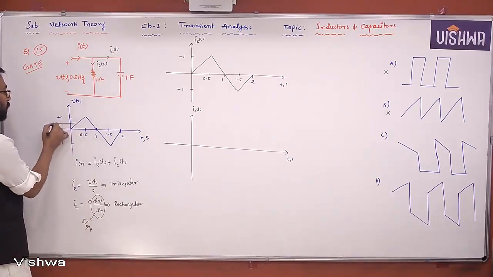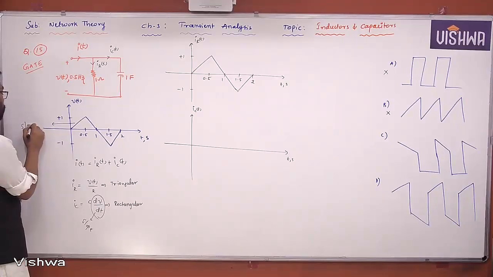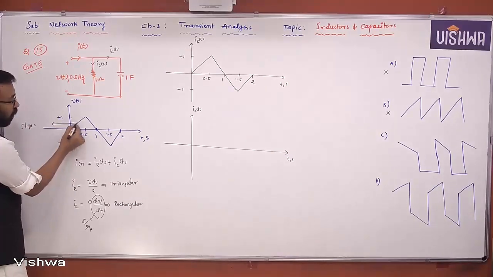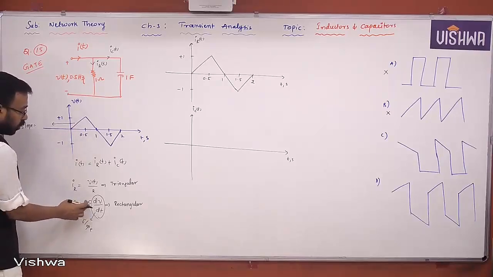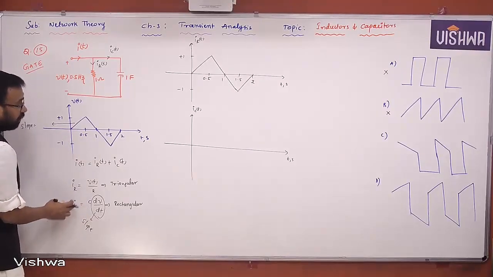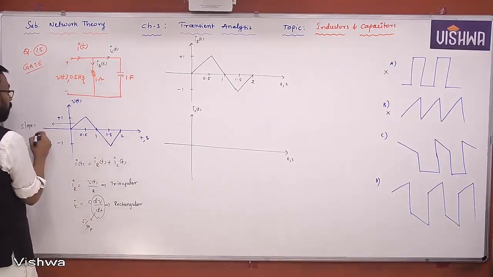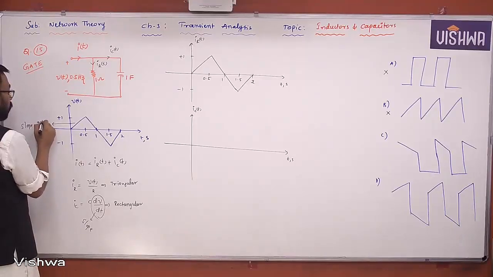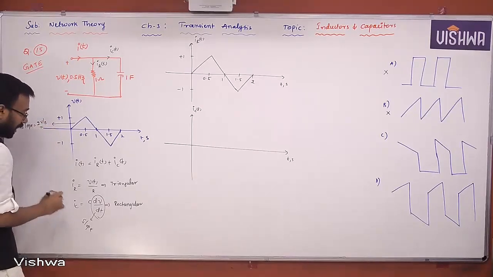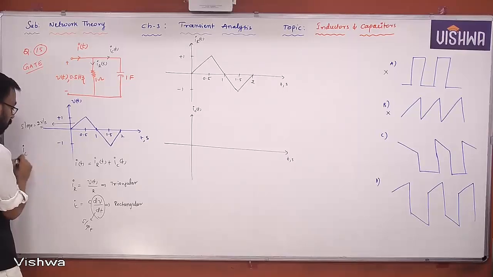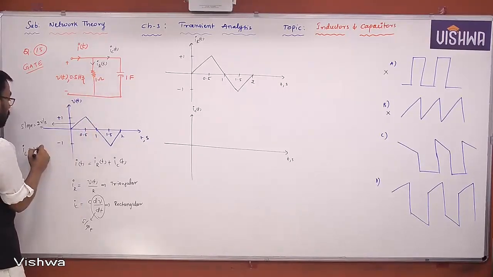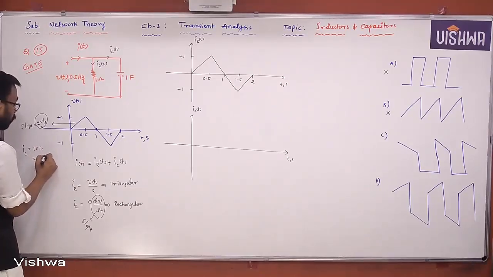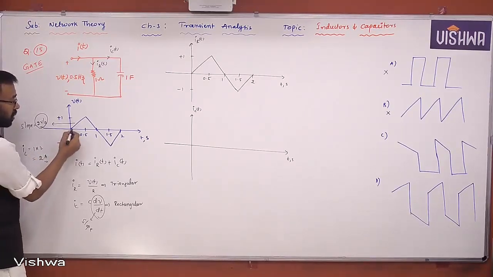What is the slope of it here? The slope is, you can see, 1 by 0.5, which is nothing but 2. Now 2 into C will give you IC, but C is already 1 farad. The slope is 2 volts per second. The capacitance is 1, so the current is the slope into 1, and again you will get 2 amperes. So this is going to be 2 amperes.